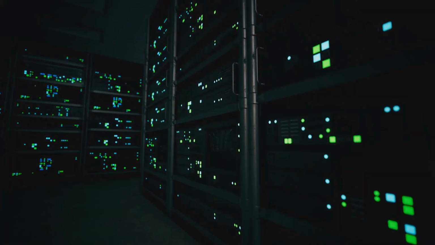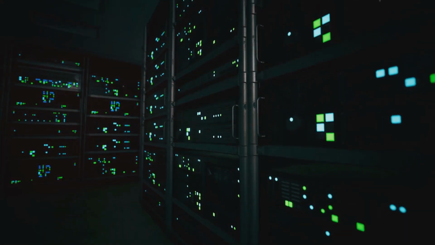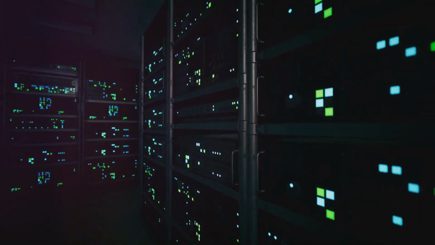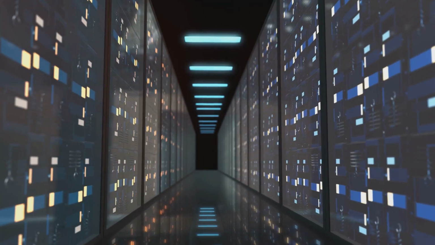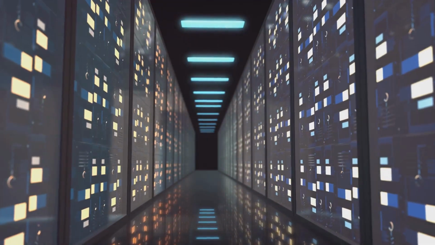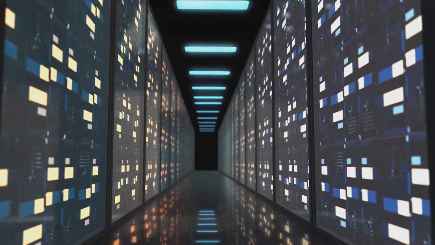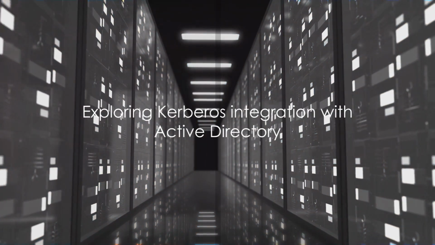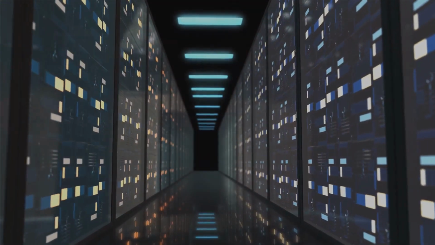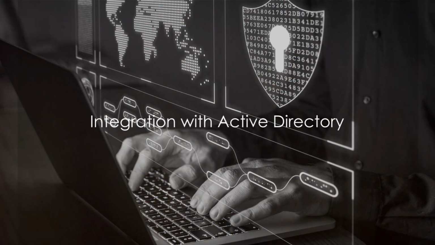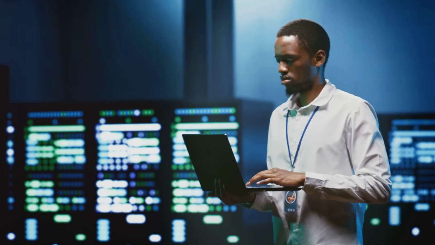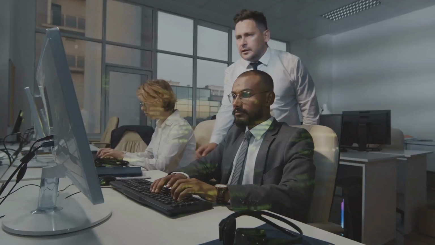So, there you have it. With its centralized authentication, mutual authentication, support for SSO, and robust security features, Kerberos certainly packs a punch when it comes to network authentication. With these advantages, we can now investigate how Kerberos integrates with Active Directory. Kerberos plays a vital role in Microsoft's Active Directory, ensuring secure authentication.